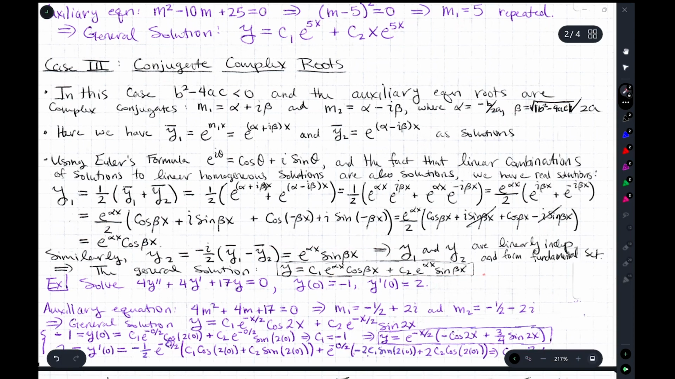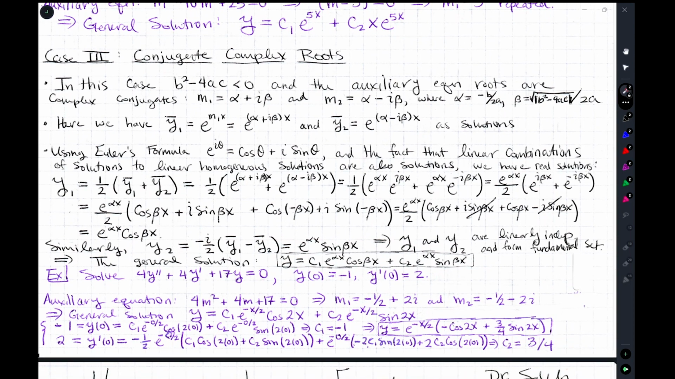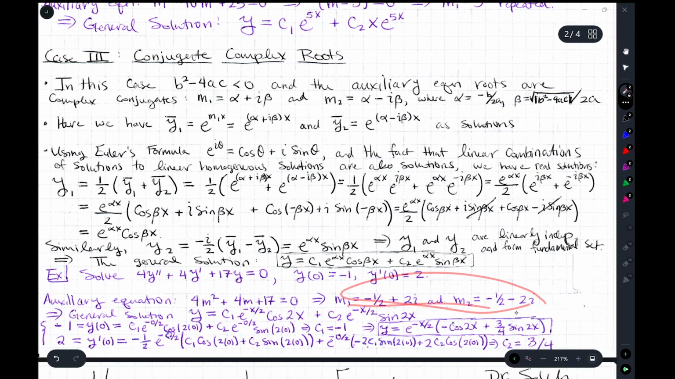Let's look at a concrete example. Here we have this differential equation. We're going to apply initial conditions on this, so we're going to turn it into an IVP just to see how that works here in the context of second order differential equations. So we have our auxiliary equation. We get two complex roots. And notice that they're always conjugates of each other. That's just because the auxiliary equation here has real coefficients, and so you're always going to get these as complex conjugates.